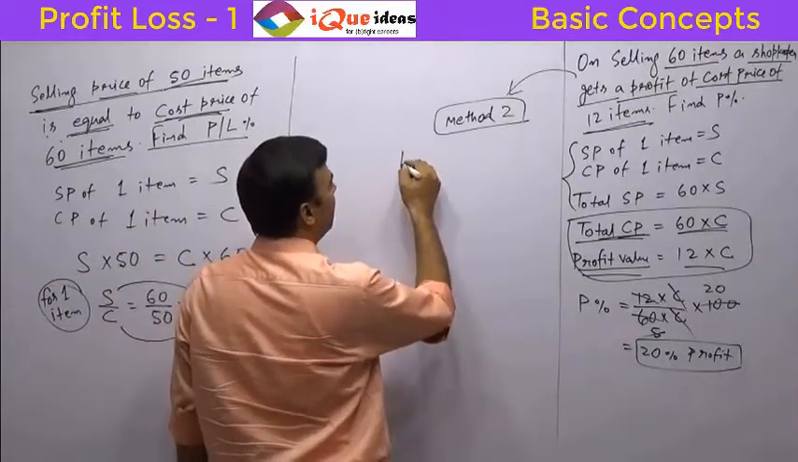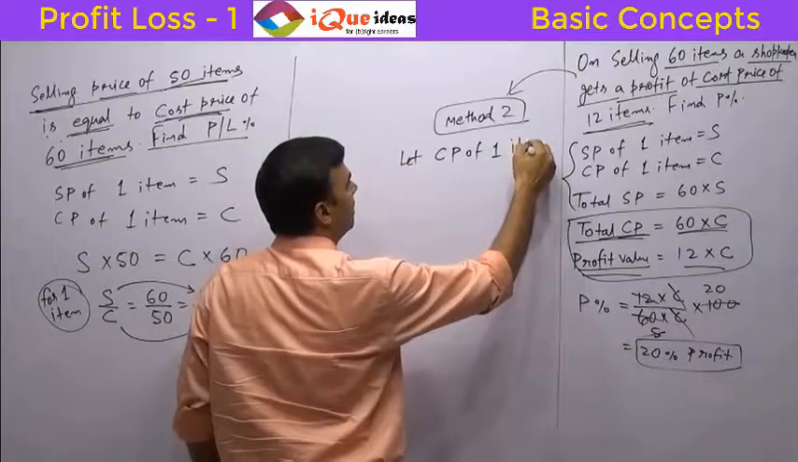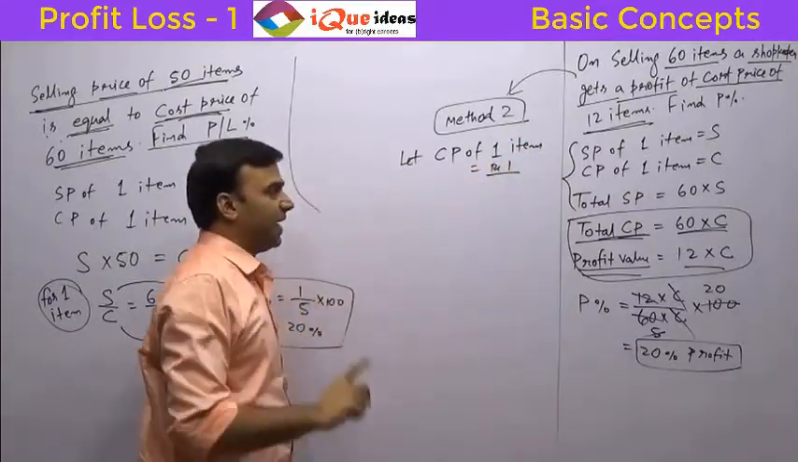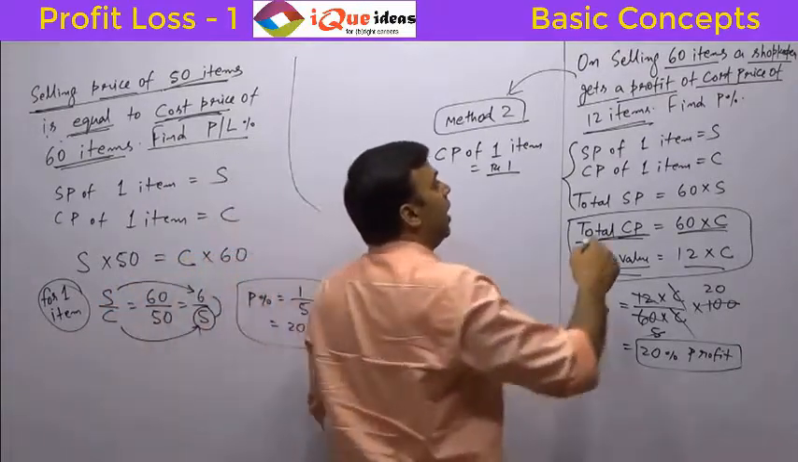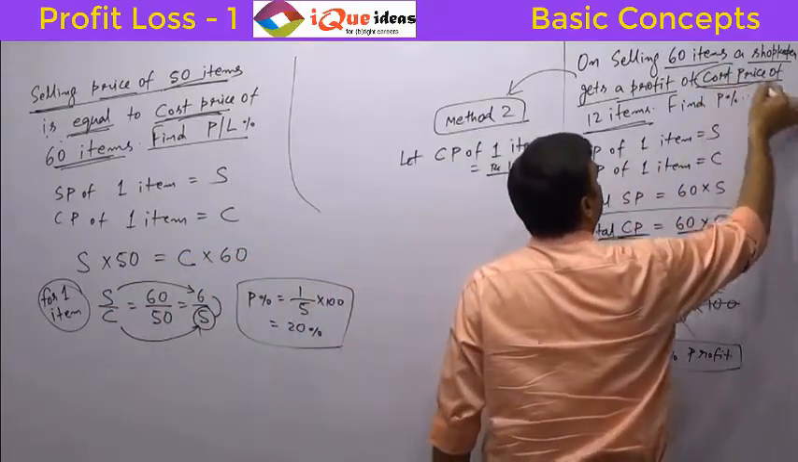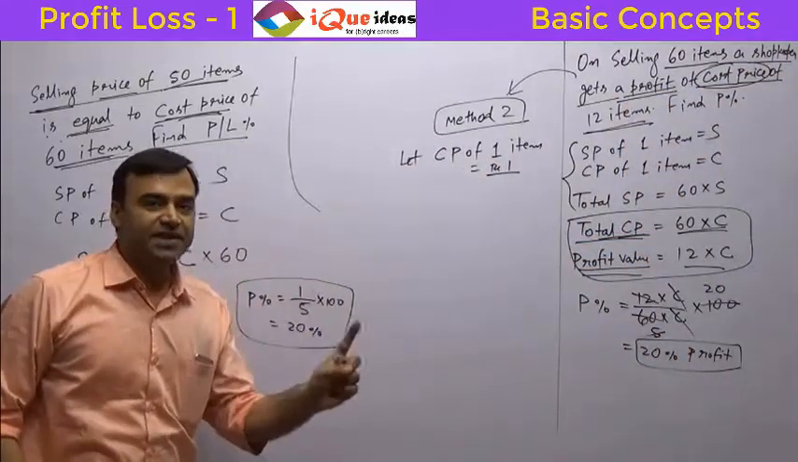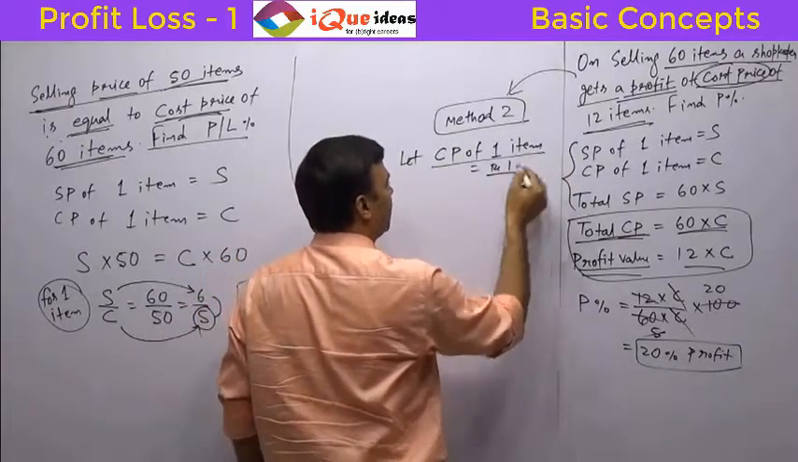What we could have done is, let's assume that cost price of one item is equal to 1 rupee. And don't worry about the selling price. Why? Always read the question carefully for the second method. In whose terms is the profit given? So in this question, profit is given in terms of cost price. So assume the cost price of one item to be 1 rupee.